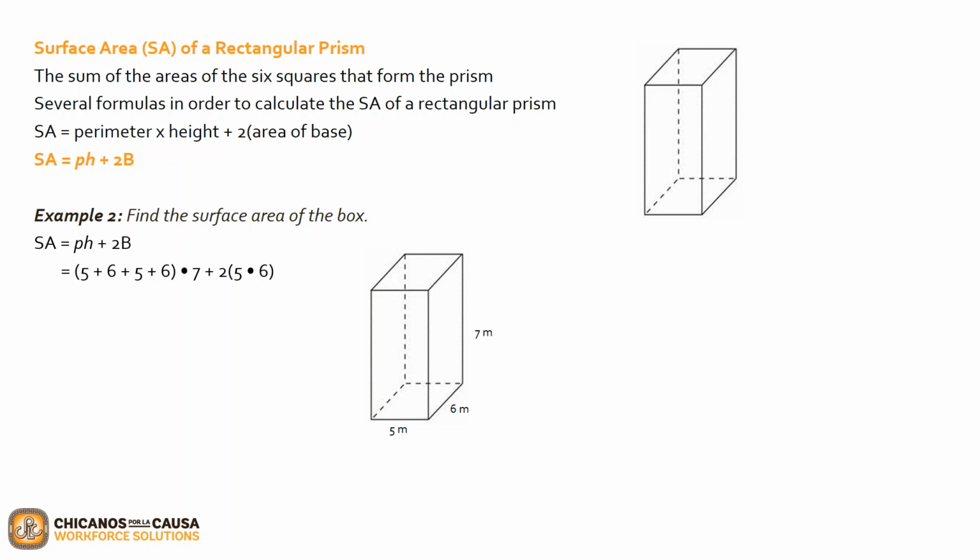So in this instance, we have the sides equaling 5 meters, 6 meters. So we know that the opposite sides are going to be the same measurements. So therefore, we're also going to add another 5 and another 6, because the perimeter is going to be the entire base area. Then we're going to multiply times the height, which is 7 meters, plus 2 times the area of the base. The area of the base is the length times the width, which is 5 times 6.